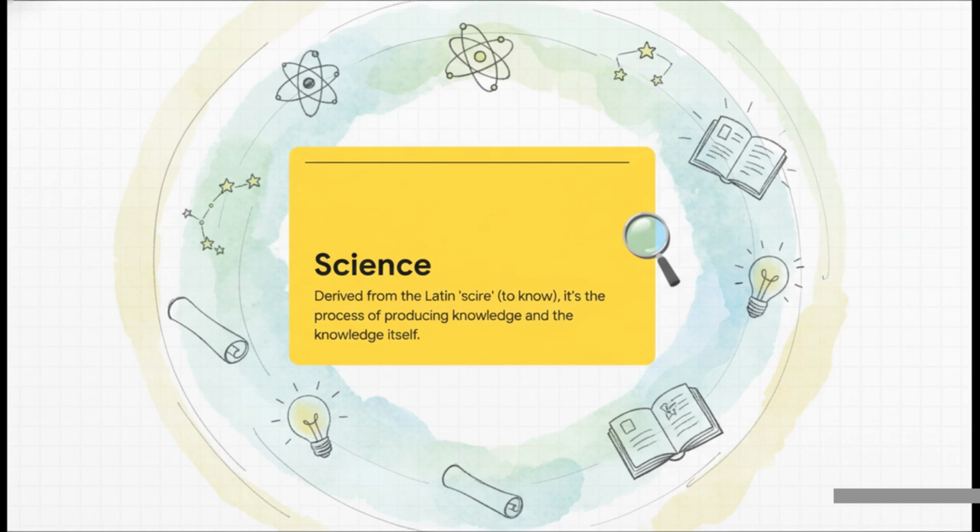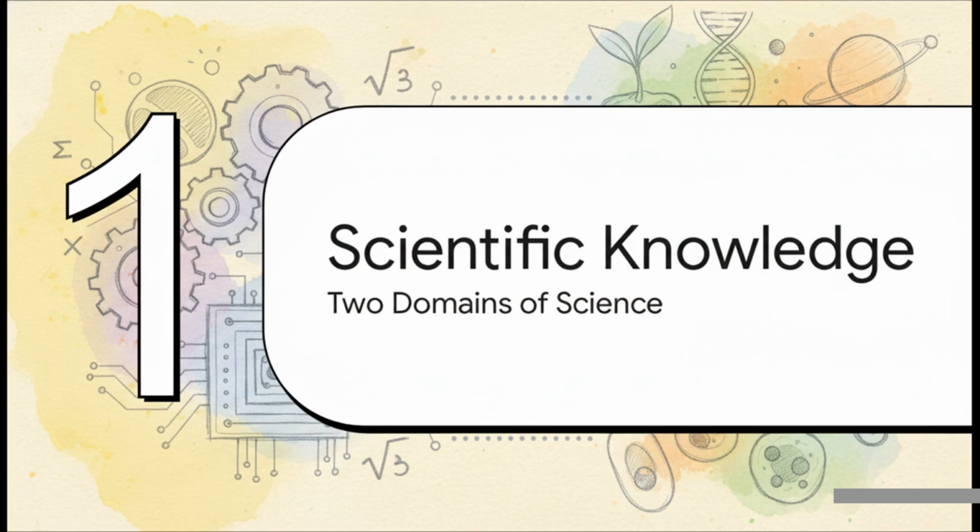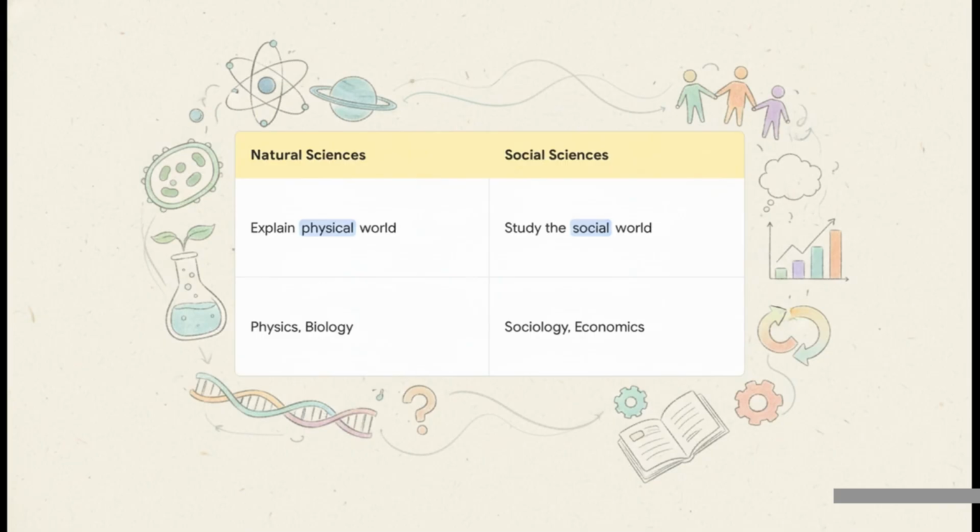And it's important to understand that science is not just one single field. There are actually different types of science. And here we're going to talk about the two domains of science. Alright, so we have natural sciences and social sciences. Natural sciences focus on the physical world. They study how nature works. Fields like physics, chemistry, and biology all belong here. Basically anything involving atoms, planets, or living organisms.